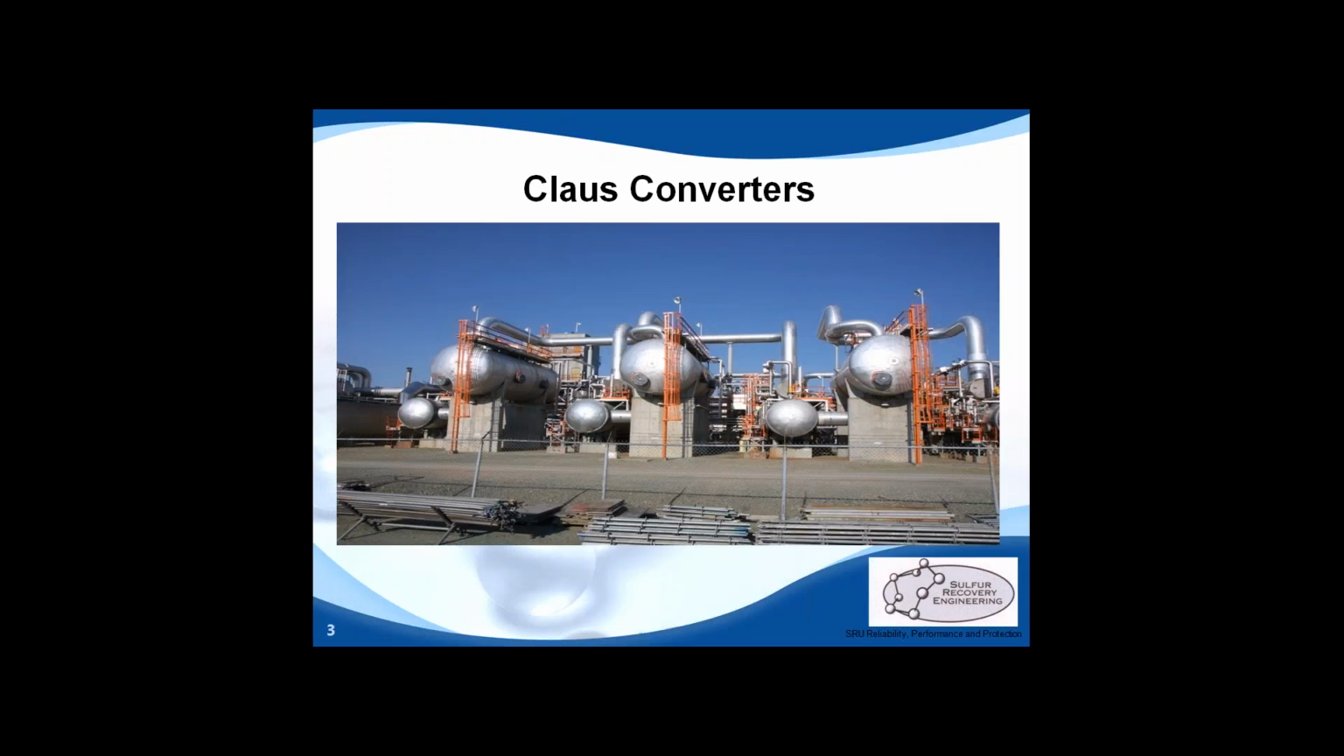Here's a picture of a series of 3 Claus converters present at a large gas processing plant in Alberta, Canada. In the Claus converter, again, we react 2 molecules of H2S and 1 molecule of SO2 to produce sulfur in the vapor form. Downstream of each converter is a condenser, and it's in the condensing unit that we actually take the sulfur vapor that we generated in the Claus converter and we condense it to form essentially the final product from the SRU, which is liquid sulfur. Here we have 3 Claus condensers.